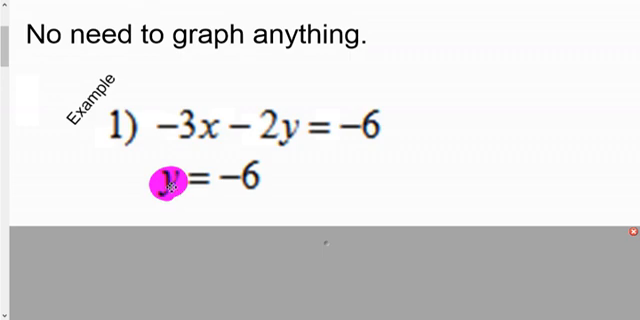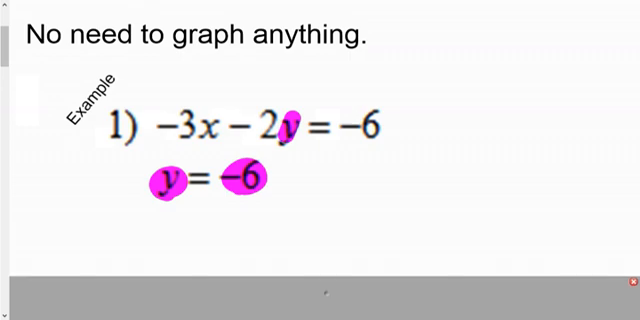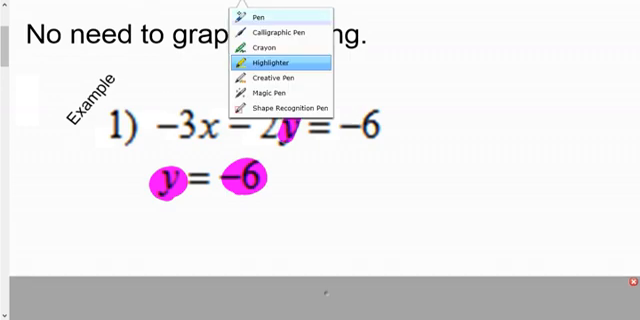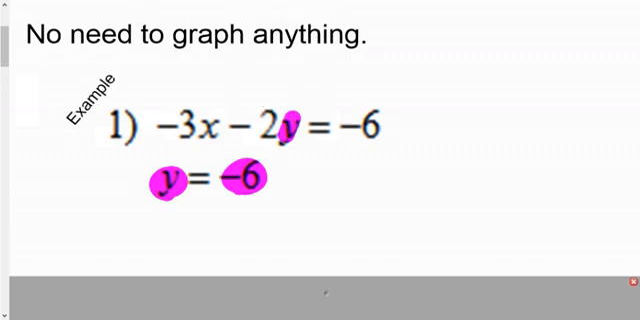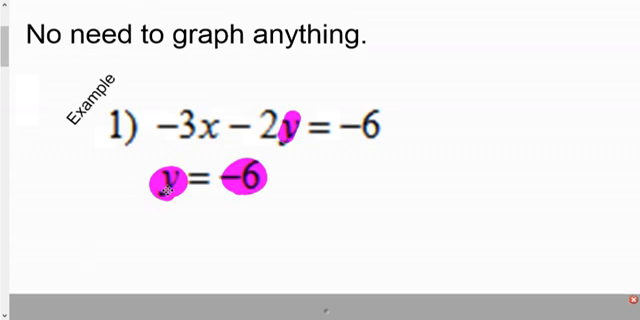If you ever see one of the variables is by itself and it's equal to something else, that tells us we can take that value, y equals -6, and go to where we see a y in the first equation, and where we see this y, we're going to put in a -6. And that lets us solve for what's remaining. Again, anytime you see a variable that's isolated all by itself and it says what that variable is equal to, we're going to take that value and stuff it into the other equation.